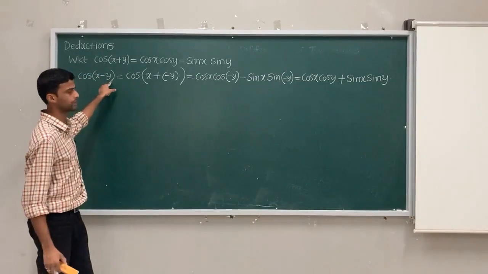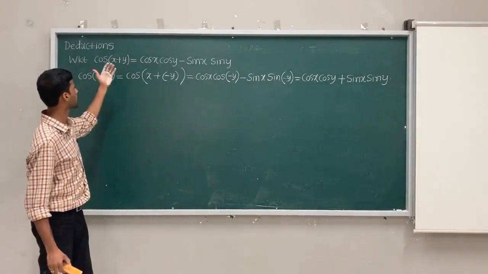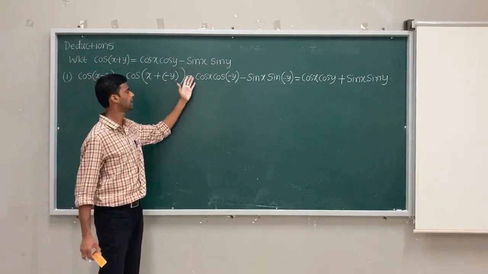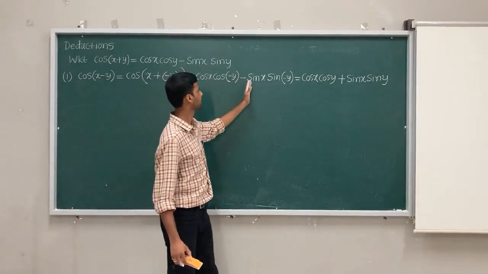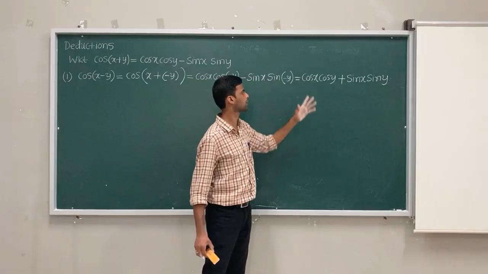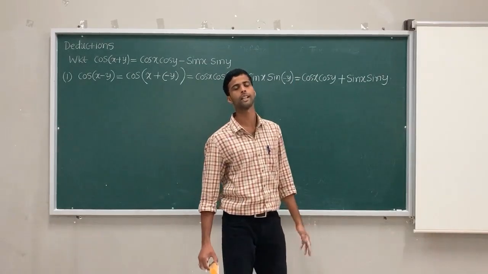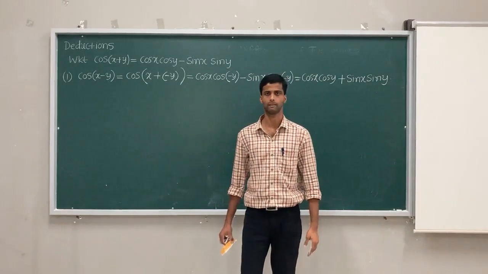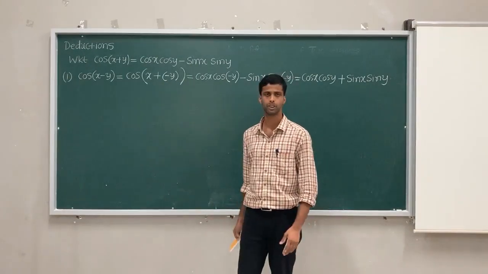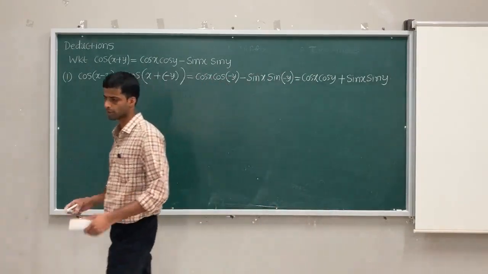So this derivation is for 5 marks, 5 plus 1. So cos of x minus y can be written as cos of x plus minus y: cos x into cos of minus y minus sin x into sin of minus y, which is cos x cos y plus sin x sin y, because I know cos of minus y is plus cos y, sin of minus y is minus sin y. So based on this result, I deduce the first result. Okay. Let me move on to the next direction.